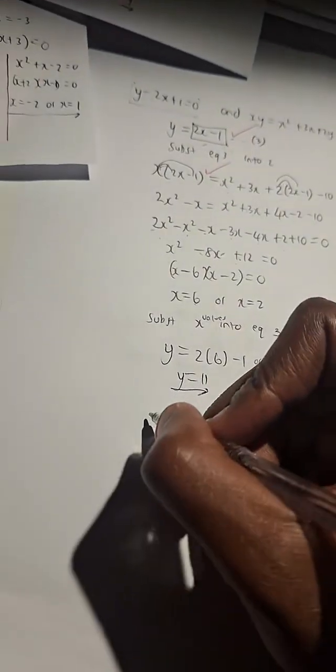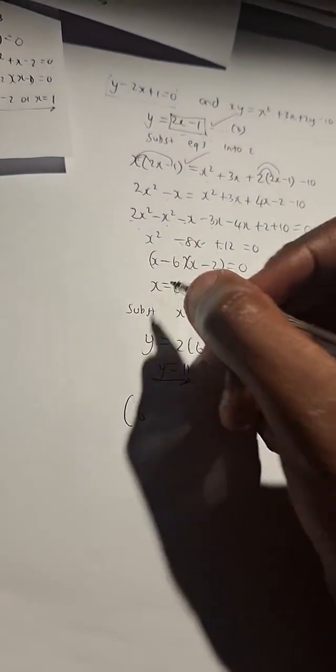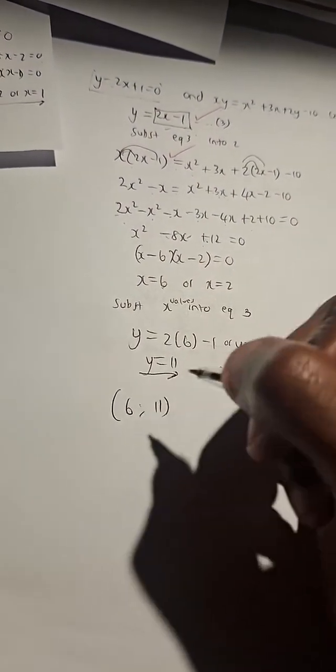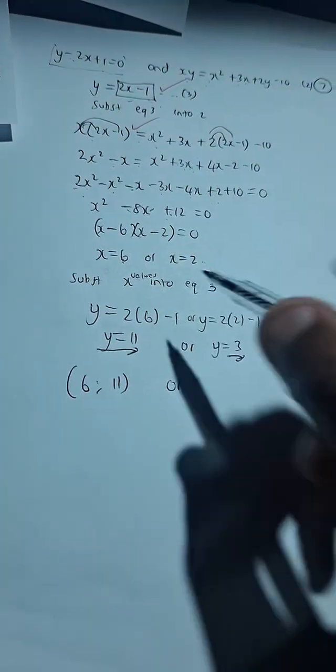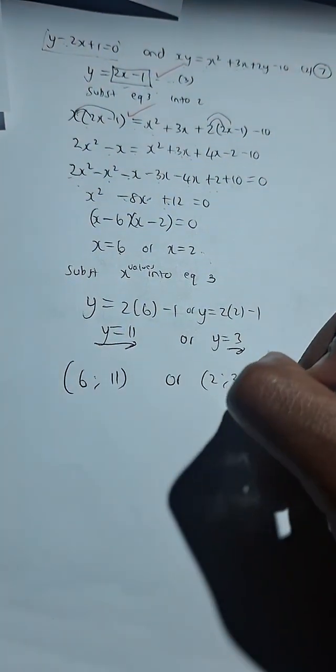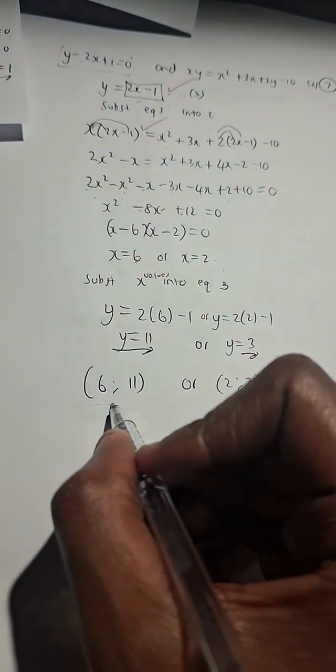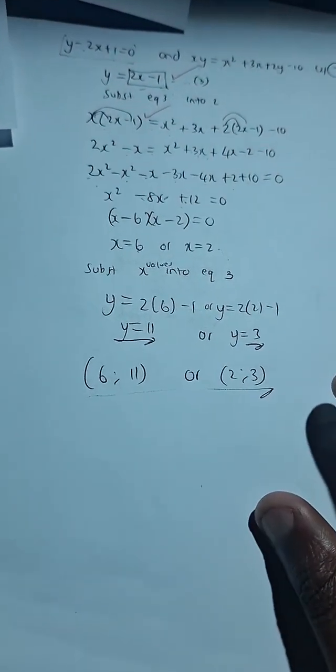So this is the same thing as writing x is 6 and y is 11. As points of intersection, you can write those where x is 2, y is 3. Okay?